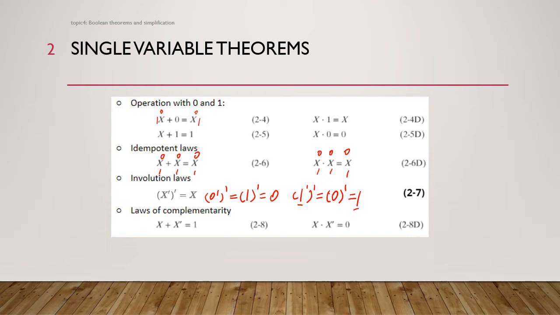The last one, laws of complementarity. Basically, it states that if you have a variable OR its complement, you get 1. Or if you have a variable AND its complement, you get 0. So complement here means the same as NOT. Complement also means the opposite of the original value.